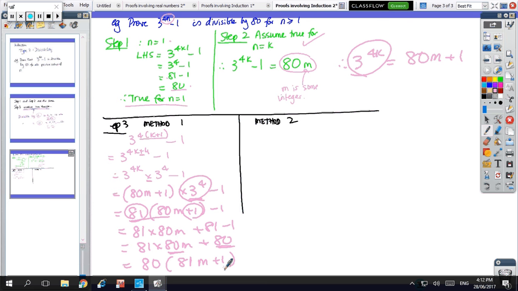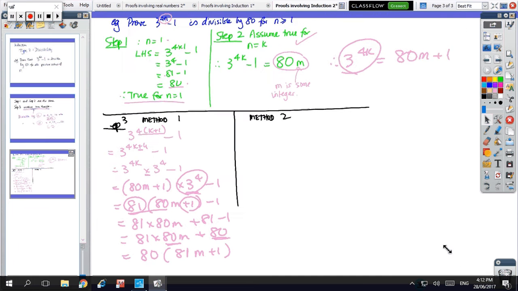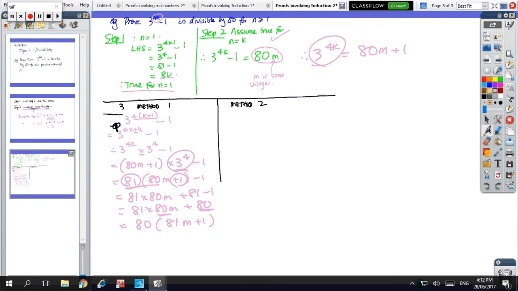Now, that is your divisibility because this number here is going to be an integer. So therefore, it's divisible by 80. So then we can say, therefore, true for all values.